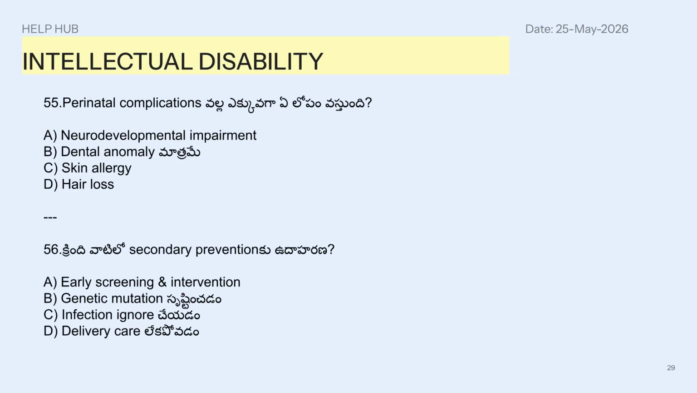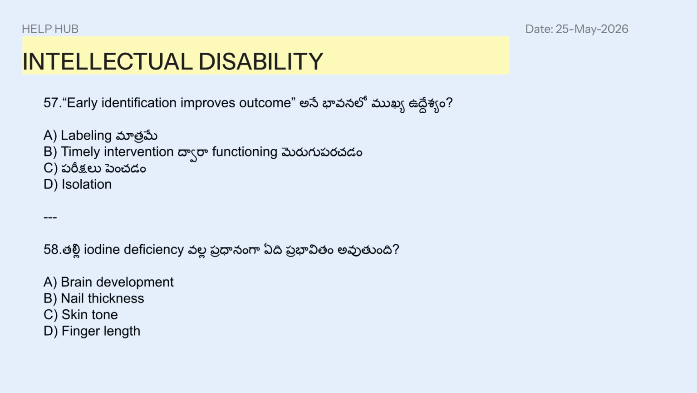Question 55. What defect mostly results from perinatal complications? The answer is A, neurodevelopmental impairment. Question 56. Which is an example of secondary prevention? The answer is A, early screening and intervention. Question 57. What is the main purpose of the concept, early identification improves outcome? The answer is B, improving functioning through timely intervention.